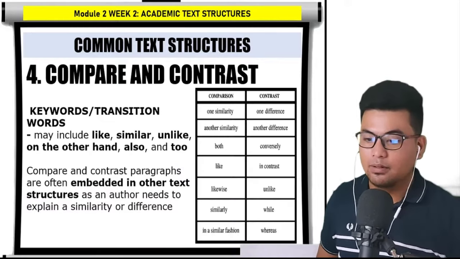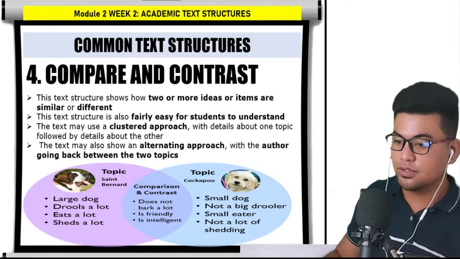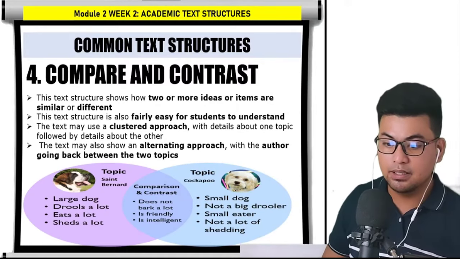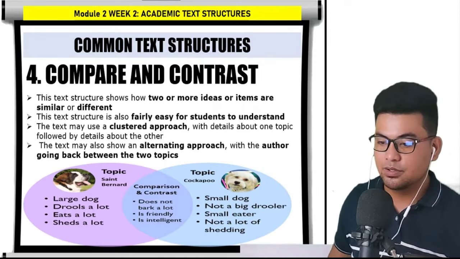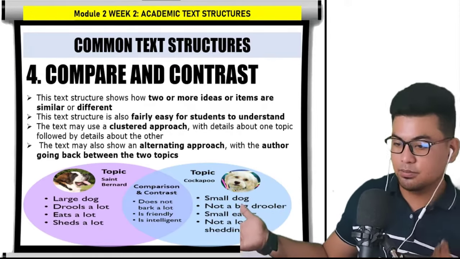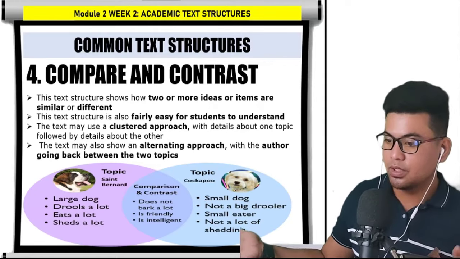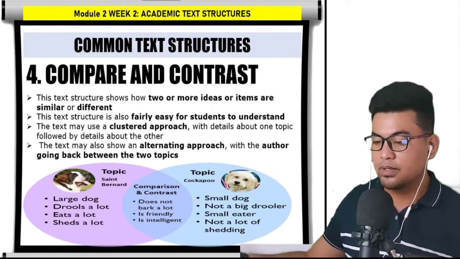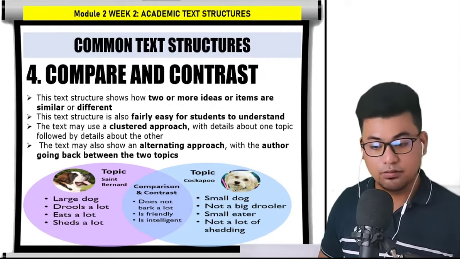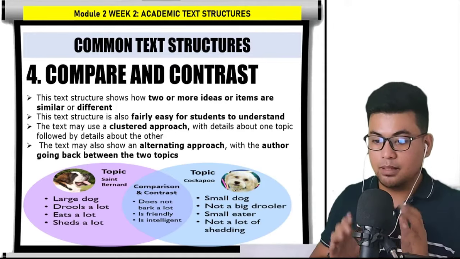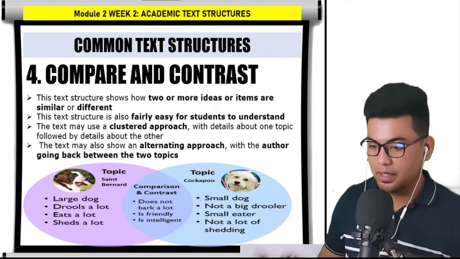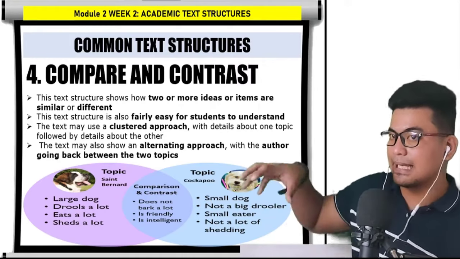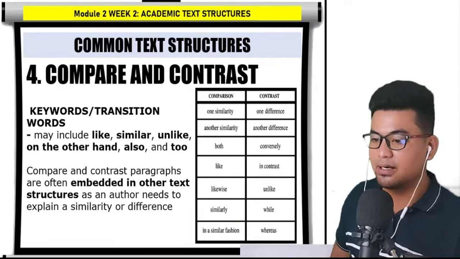Alright? Now, like for example, down below, you can see the topic of the two different dogs, the Saint Bernard and the cockapoo, right? One is large, the other one is small. One drools a lot, the other is not a big drooler. One eats a lot, the small one eats a few. One sheds a lot, and the other does not shed a lot. But both of them do not bark a lot, both of them are friendly, and both of them are intelligent. So that is an example of compare and contrast and clustering approach, okay, using a Venn diagram.